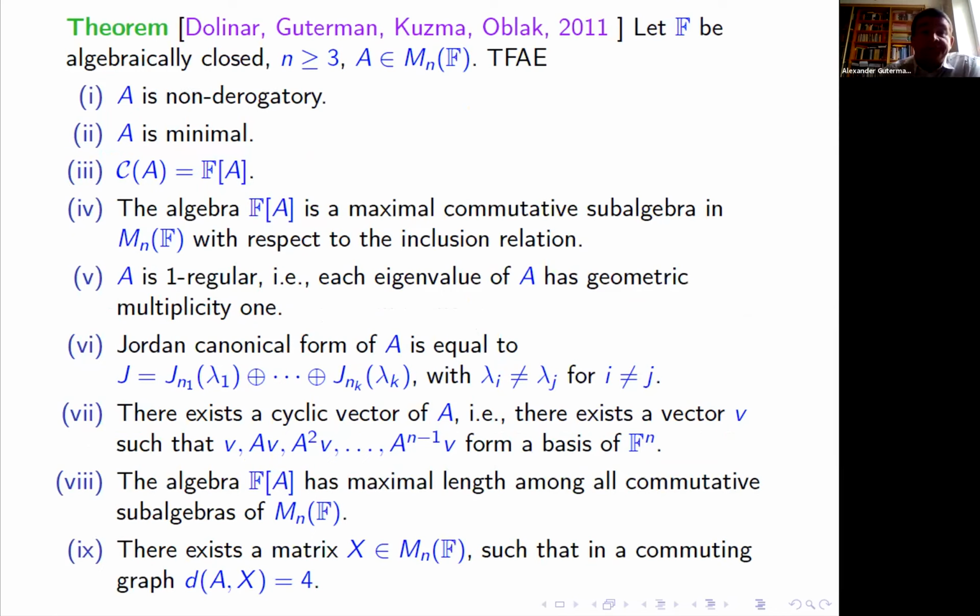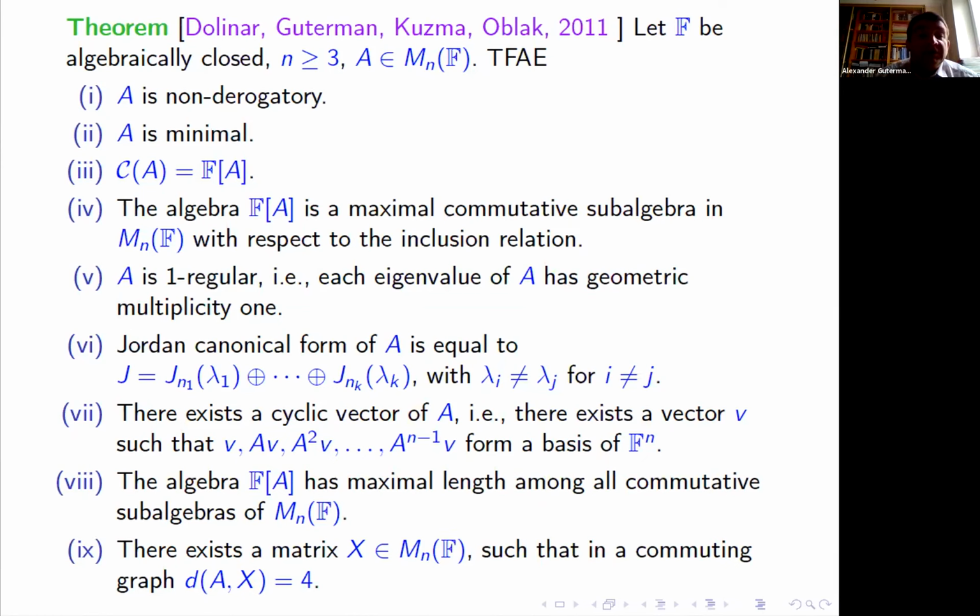And then the following result, which we proved together with Polona Oblak and Boyan Kuzma: over an algebraically closed field, the following nine conditions are equivalent. Well, some of these implications are sure. Certainly not all implications were proved by us, but maybe we collected them.